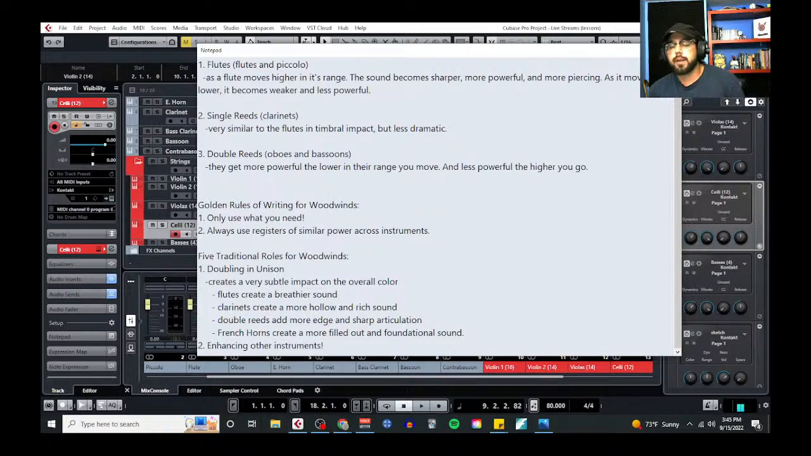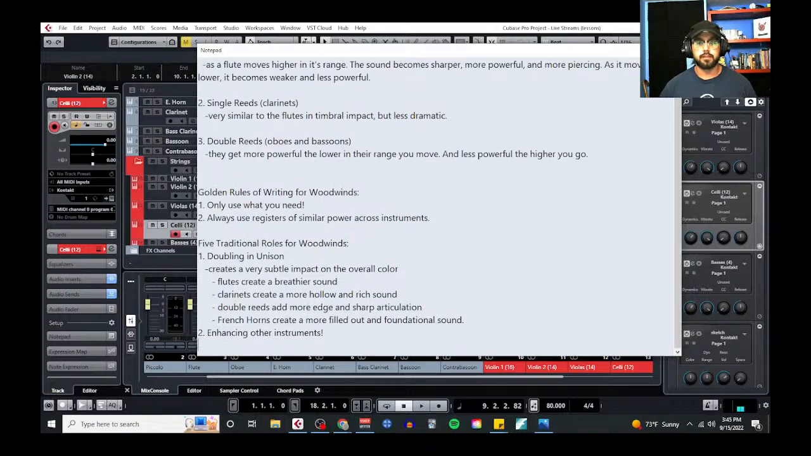All right, so we've talked about doubling in unison. That is to kind of create a different color, but this enhancing other instruments is very similar to doubling, but it is almost a unique second skill.